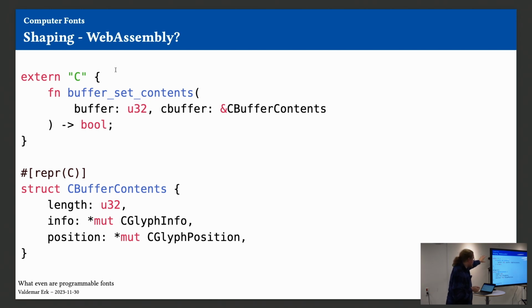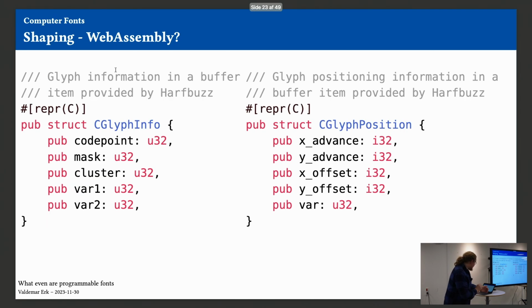So this is the main entry point. You just have a function. There's a bunch more functions I skipped over, but you have a function that sets the content of the buffer. So you give it two lists. These are C lists, so mutable pointers, stuff like that, and you give it a length, and it will just put the content there. But let's look a bit more into those. So these are the two ones.